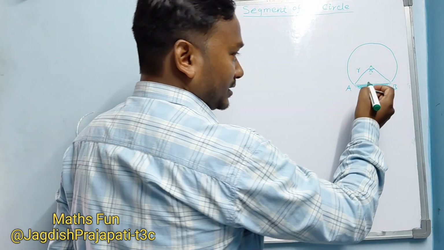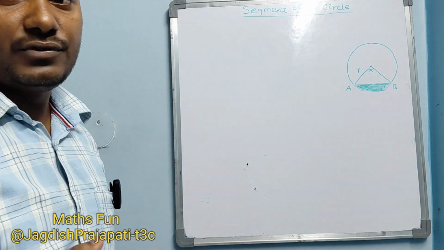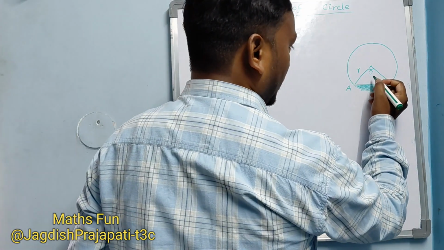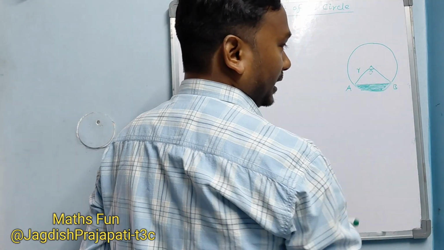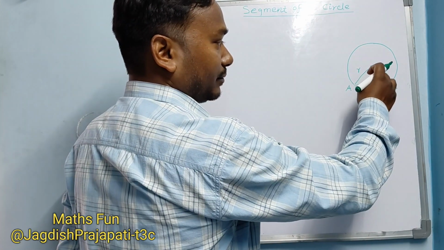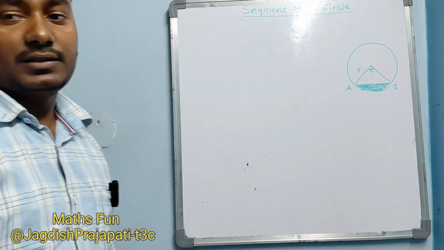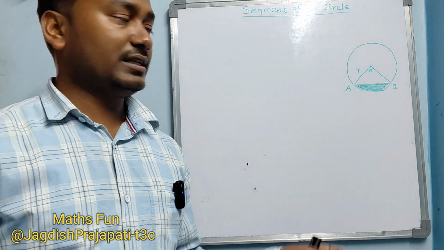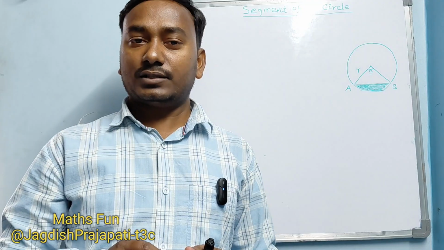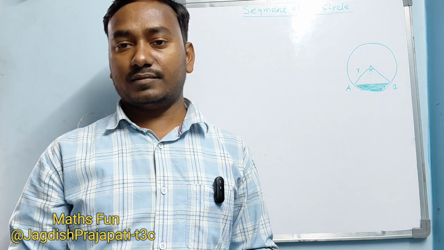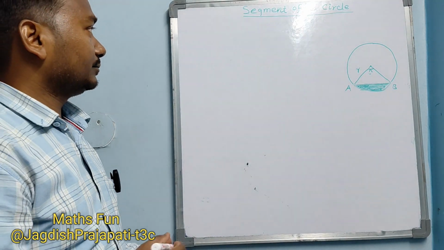Now see here, this is a triangle. If we can calculate the area of this triangle, and subtract the area of the triangle from the area of the sector, then we will get the area of the segment. This is what we have to understand in this concept, segment of a circle. I hope that you have understood the concept of segment of a circle. So let us start with some problems.